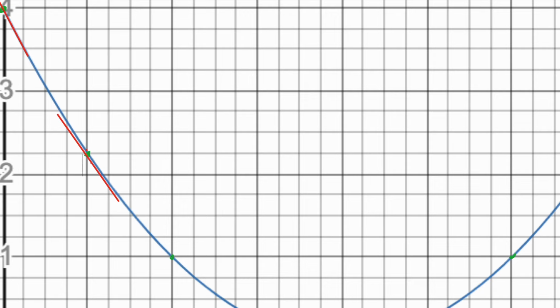Now, the trick to drawing these things on real life graphs is to try to get it so that the gap on either side is even, as close as you can.